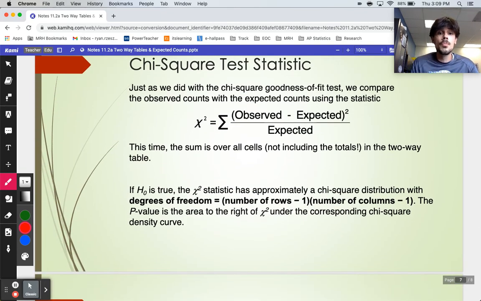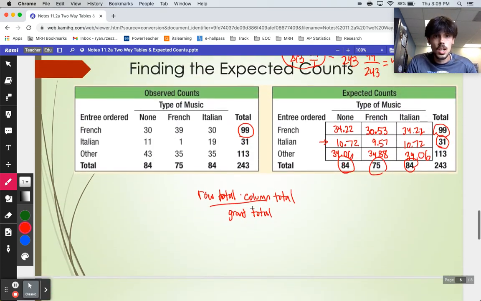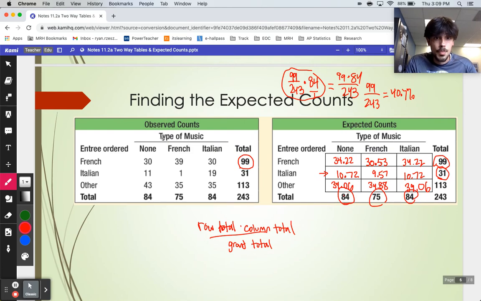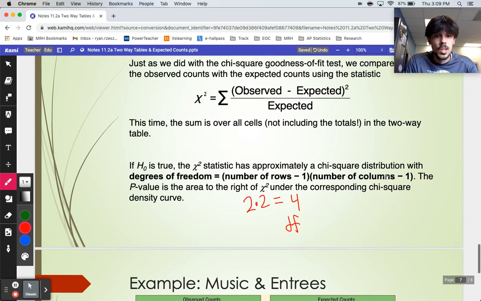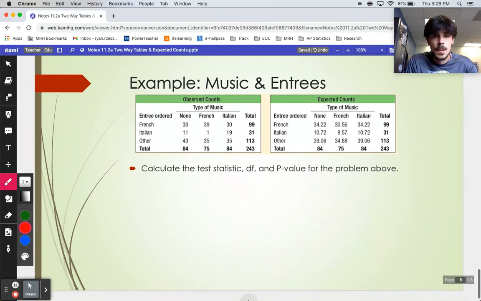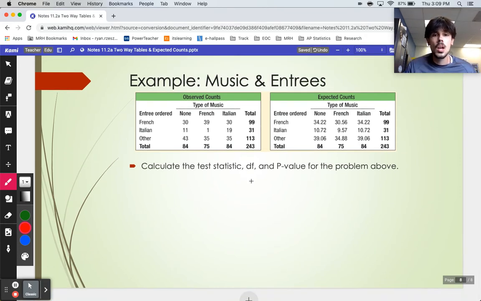The degrees of freedom for a chi-square problem, you're going to take your categories minus 1, but you have to do that for each of your variables, and you actually multiply them together. So if you look, I would have 2 degrees of freedom based on my music and 2 based on my entree. I'm going to have 2 times 2, which is 4 degrees of freedom on this problem. So it's 4 degrees of freedom for my test statistic. So the final thing I would need to do here, I would need to calculate my degrees of freedom, which I already got is 4. That's just 2 times 2.